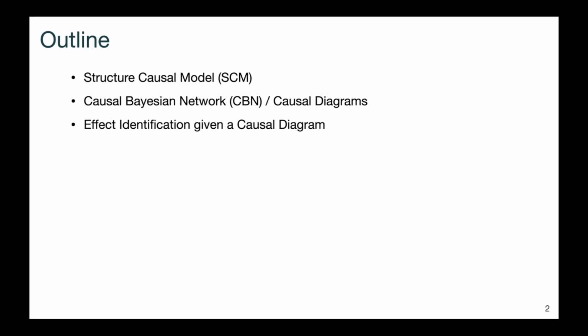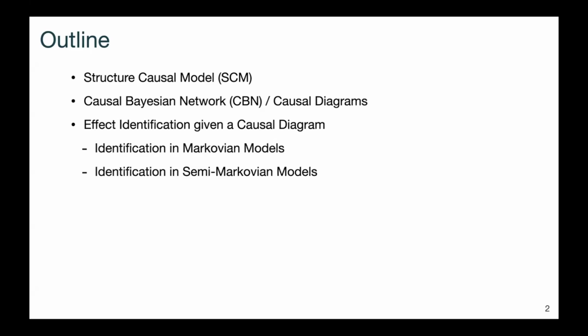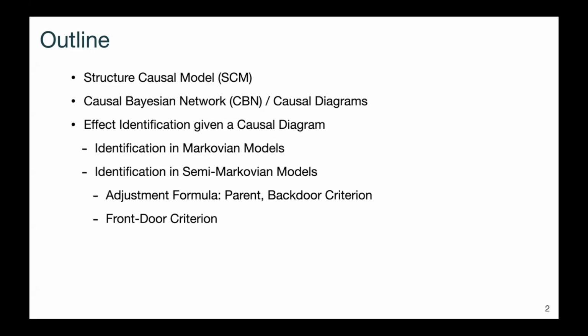I'm using this approach because this is how the theory evolved. And still, in many situations, you have the causal diagram from prior knowledge. Then inside of this topic, we will first see the techniques for Markovian models. Markovian models are models where there is no latent confounding, right? This is something we saw last time. Then we will move to semi-Markovian models, where there are several graphical criteria, for example the parent criterion, the backdoor criterion, and also the front door criterion. We will see all of this.